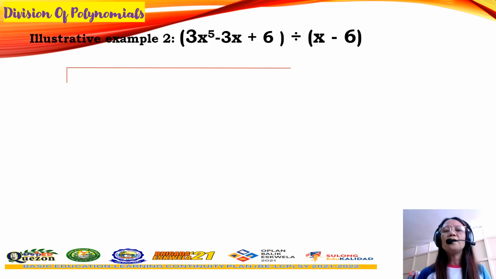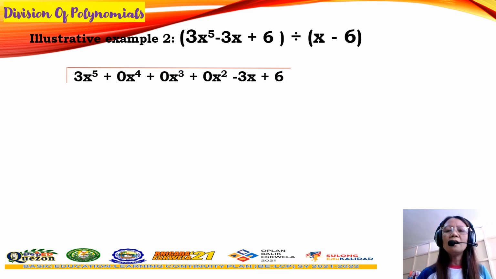So, let's have another example. Yung illustrative example number 2. 3x to the fifth minus 3x plus 6 divided by x minus 6. So, kung mapapansin yung mga bata, ang ating exponent na kaagad, kasunod ng 5 ay 1. So, kailangan natin gumawa ngayon ng paraan para makompleto natin. And that is by inserting terms with the needed exponent na ang numerical coefficient ay 0. Katulad nito.